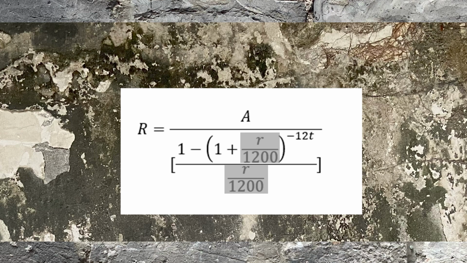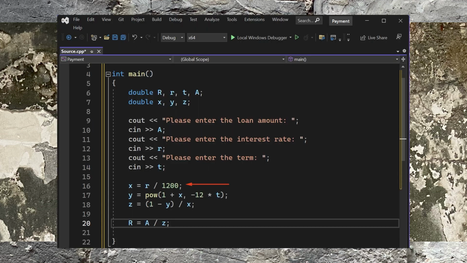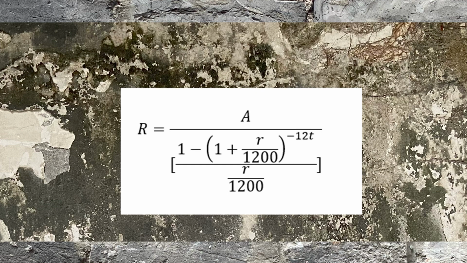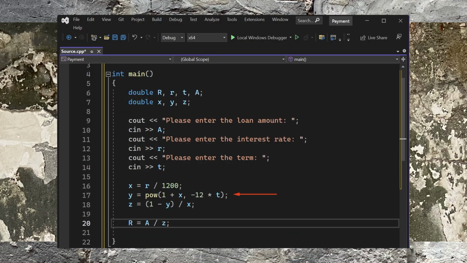We calculate r over 1200 and save the result in the variable X. Then we calculate 1 plus r over 1200 to the negative 12 times T power and save the result in the variable Y. The pow is a mathematical function that does the exponential calculation. For example, we will use pow(2, 3) to calculate the third power of 2, which is 8.